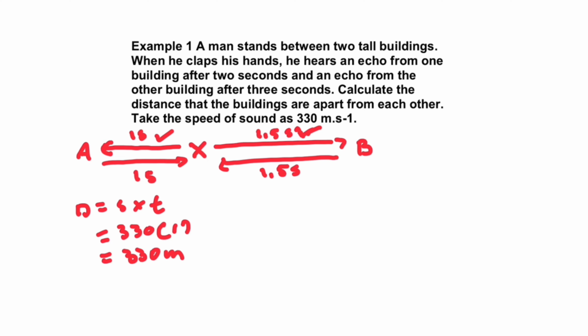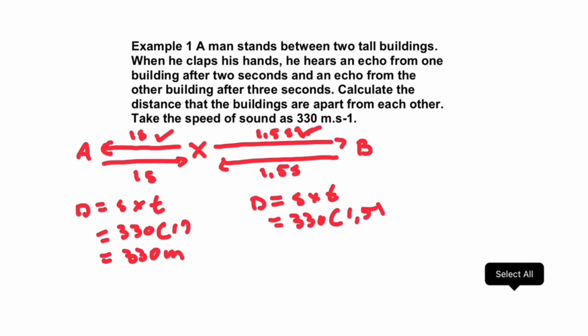Now let's take a look at the second building. The distance is equals to the speed multiplied by the time. The speed is 330 and the time is 1.5 seconds, and that is 495. So we have 495 meters. So there we go.